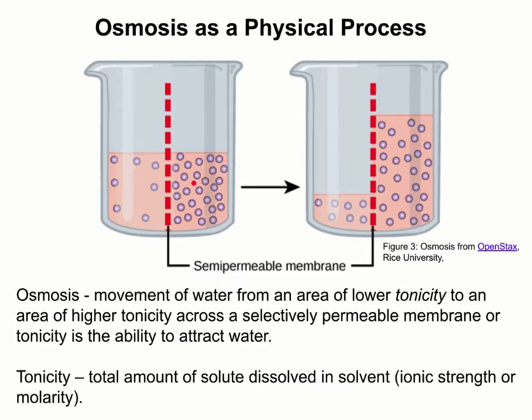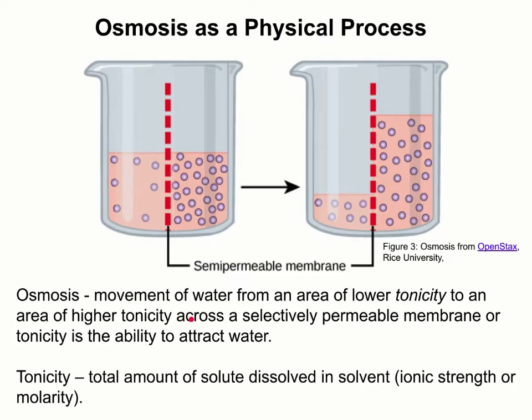Rather, we talk about the concentration of the solutes dissolved in it, or tonicity. Tonicity of a solution is the concentration of all solutes dissolved in it. Higher tonicity means higher solute concentration and lower water concentration. Lower tonicity means lower solute concentration and higher water concentration. Water therefore moves from an area of lower tonicity to an area of higher tonicity.